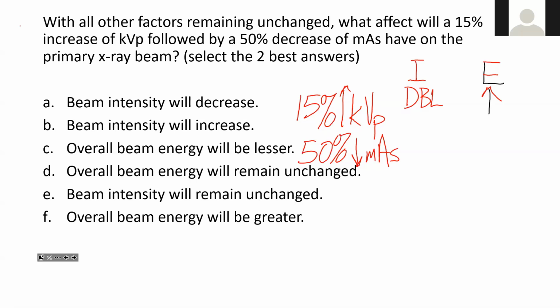Okay, if I decrease my mAs in half, what's going to happen to the intensity of my beam? It's going to cut it in half. What's going to happen to the energy of my beam? Nothing. So intensity would remain unchanged and energy would increase. Does that make sense? Intensity will stay the same, and overall beam energy will be greater. E and F are the correct answers.